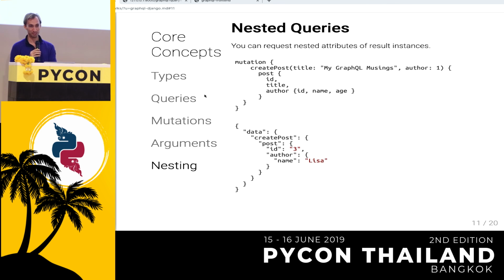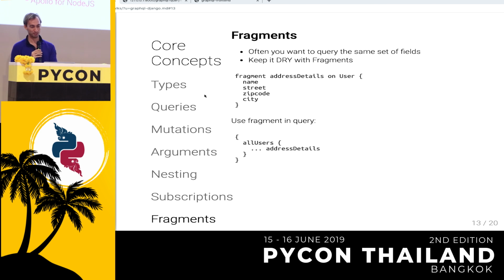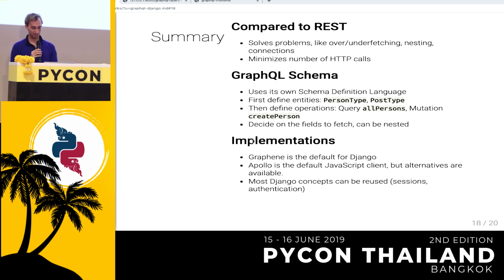Then you can do nesting, so you can fetch all the fields that you need of related instances. Then subscriptions, maybe in 1 or 2 years we'll have subscription support, which will make a lot of different kinds of apps easy to write. Then implementations. I didn't talk about this a lot, but Graphene is currently the default implementation for Django. Graphene is its own project, and on top of that, there's a very thin wrapper that integrates it with Django.